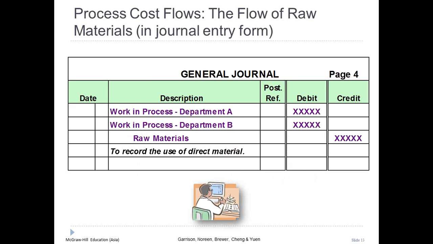The journal entry that shows the requisition of direct materials for use in processing departments A and B is to debit the processing department of the direct materials requisitioned and credit raw materials inventory. Notice that the direct materials are placed into a separate work in process account for each processing department.